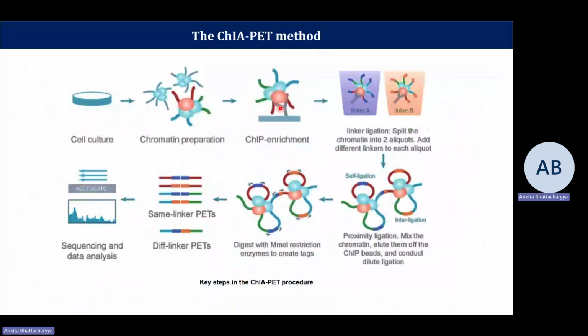Next, you perform proximity ligation, whereby you mix the chromatin and elute them off the ChIP beads and conduct dilute ligation. Then you digest with MmeI restriction enzyme to create tags. MmeI is a restriction enzyme which is able to create tags. Same linker or different linker PETs are both possible, which is then used for sequencing and data analysis.